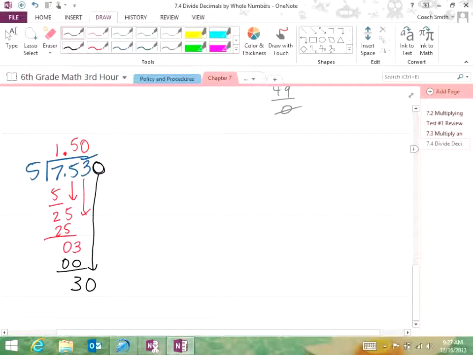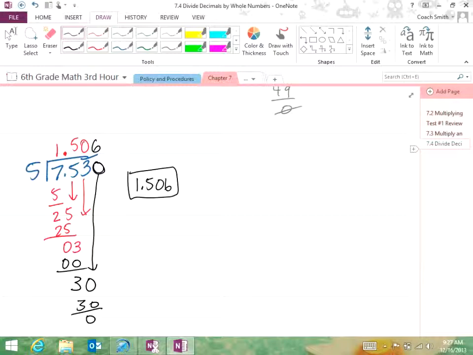Bring down the 0 that I added. Remember, adding zeros to the back of the number doesn't change the number. 5 goes into 30 how many times? 6 times. 30, remainder 0. So 1.506 is your answer. That's what happens if you get to the end and it still hasn't got a remainder of 0, then you add a 0.